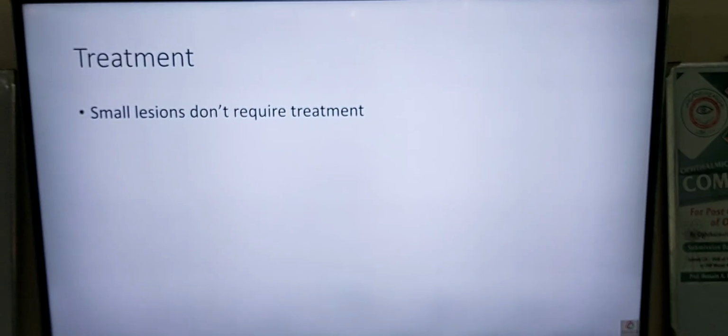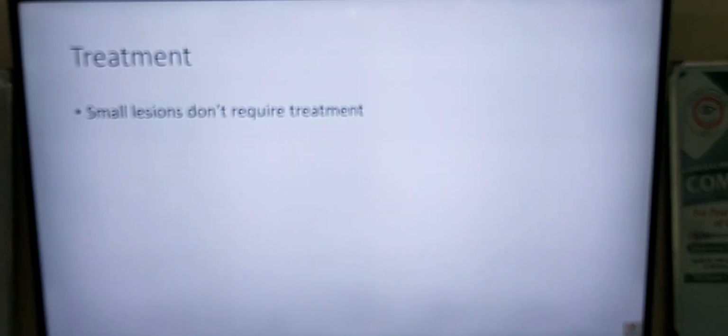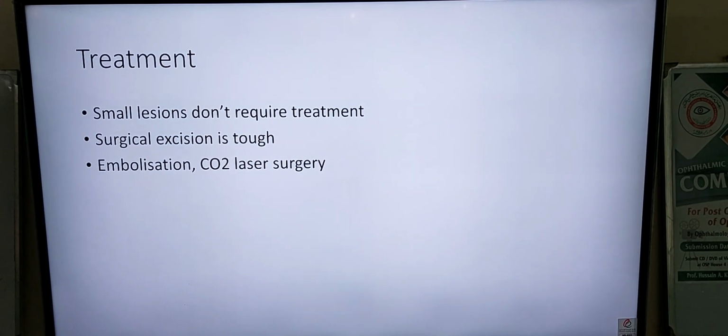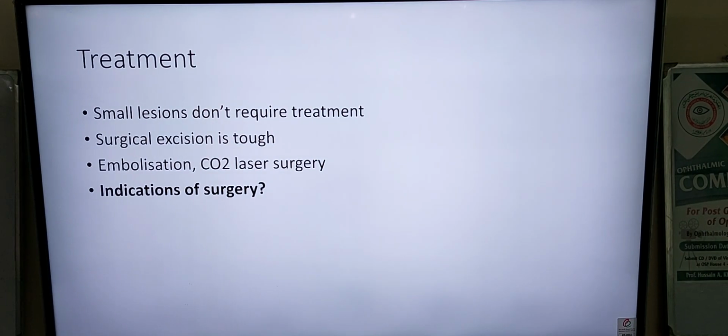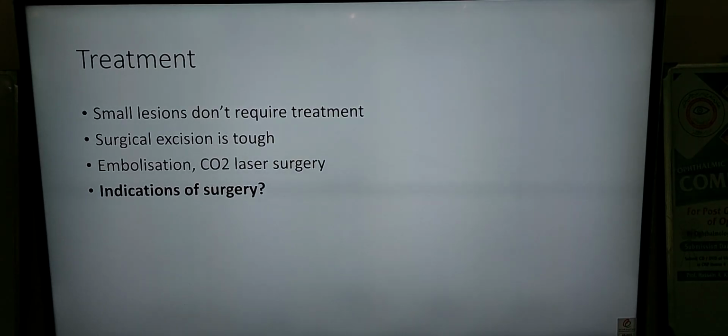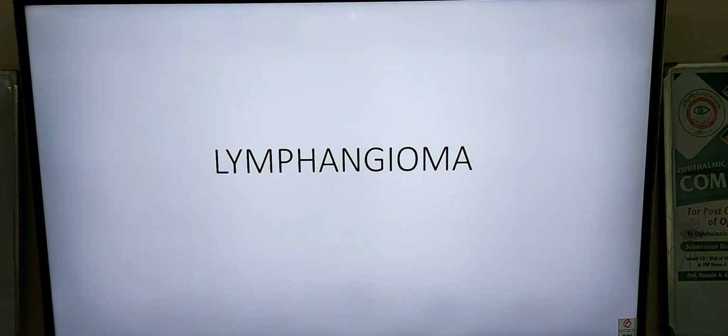Coming to the treatment, small lesions usually don't require any treatment. Surgical excision is basically tough because these are highly vascular and friable, so there are high chances of bleeding. If we have to perform it, we can go for embolization or CO2 based laser surgery. Indications of surgery are basically the complications. If there are complications like orbital hemorrhage, thrombosis, or optic nerve compression, then we have to perform excision.